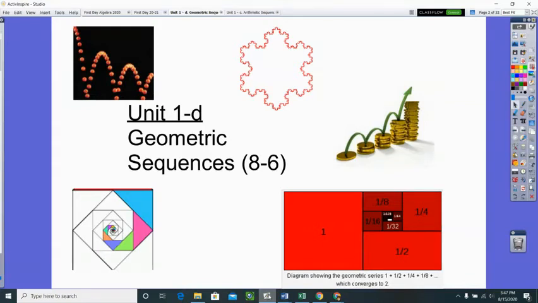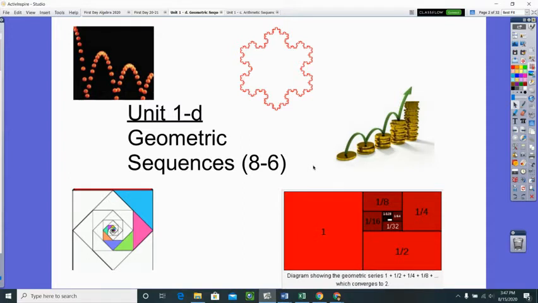So today we're going to switch our thinking over to geometric sequences. This is going to be Unit 1-D, Geometric Sequences. It's in Chapter 8 in the book, Section 6. You're going to notice we're kind of jumping around a little bit in the book. It's just the way it goes with our current curriculum. So just go with it.